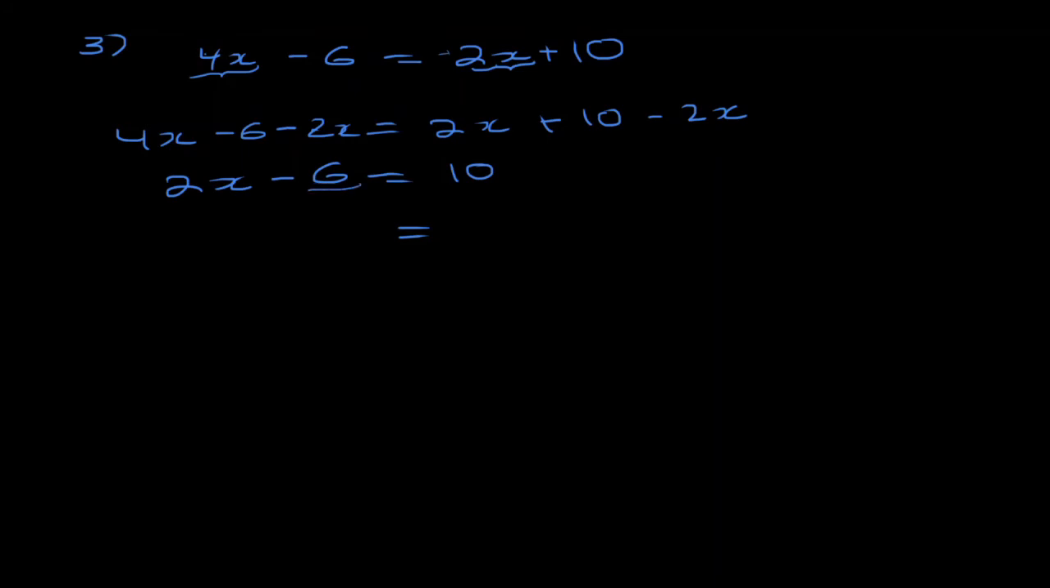And now it's the usual routine. We've gotten all of the x's to one side. All we've got to do is move this over. So to get rid of the minus 6, you add 6 to both sides. So we'll do 16 and 2x, and then we divide as per usual. Divided by 2, and you get 8.